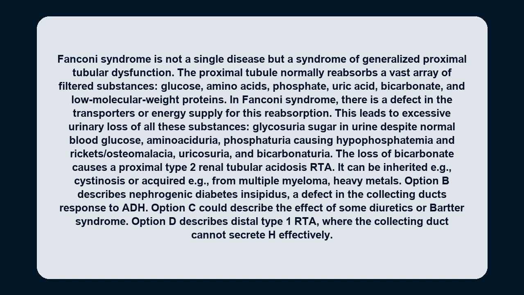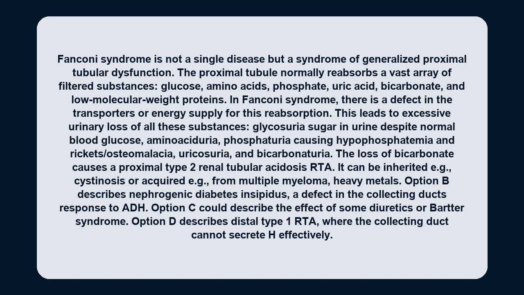phosphaturia causing hypophosphatemia and rickets/osteomalacia, uricosuria, and bicarbonaturia. The loss of bicarbonate causes a proximal type 2 renal tubular acidosis (RTA). It can be inherited, e.g., cystinosis, or acquired, e.g., from multiple myeloma or heavy metals.